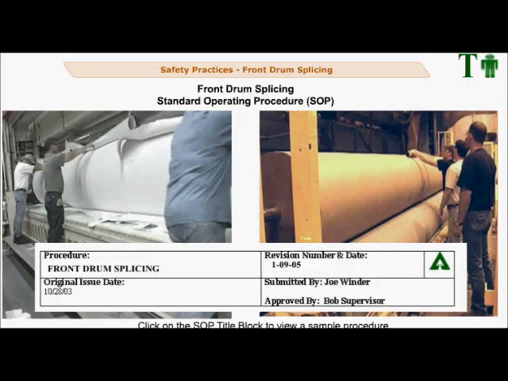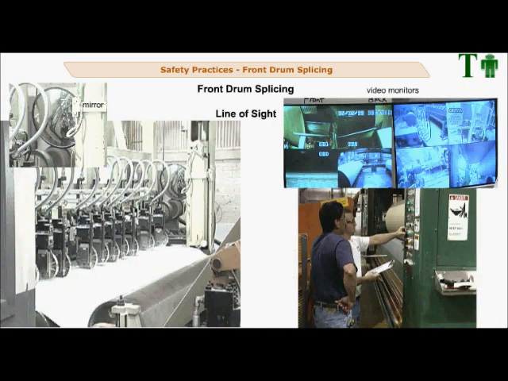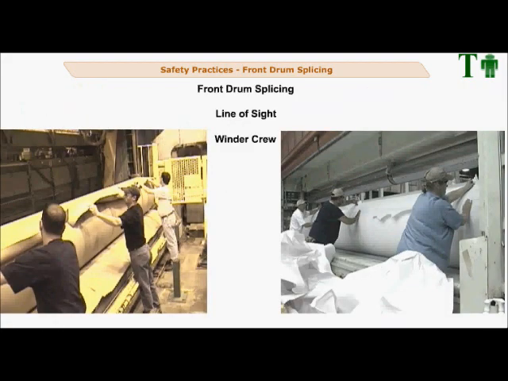Front drum splicing. All winder crew members must be fully trained in specific safe procedures, SOP, for performing front drum splices. The winder operator must be able to see everyone working in the winder drum area during the front drum splicing operation. Line of sight operation from an e-stop is critical. Line of sight operations can be performed with the help of mirrors and cameras where applicable. Any member of the winder crew may stop the winder splicing process if something is out of place or upset. No job is so important that we can't take the time to do it safely.